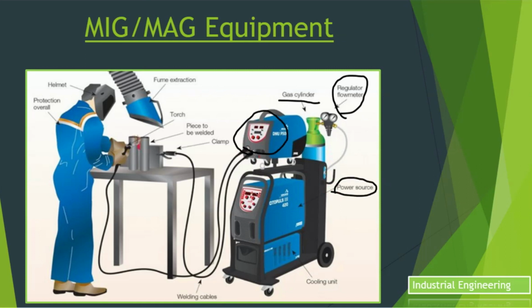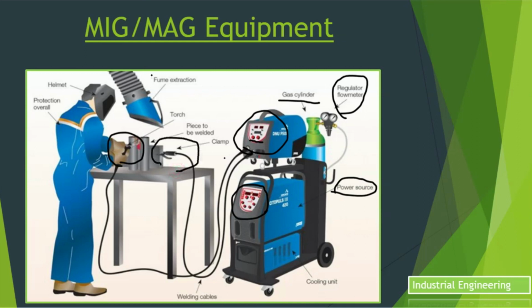The knobs on the power source are used to regulate the current and voltage settings. The wire feeder has knobs too. These knobs are used to regulate the wire feed speed. This is the torch, and it is connected to the wire feeder. The second cable of this wire feeder is connected to the workpiece.